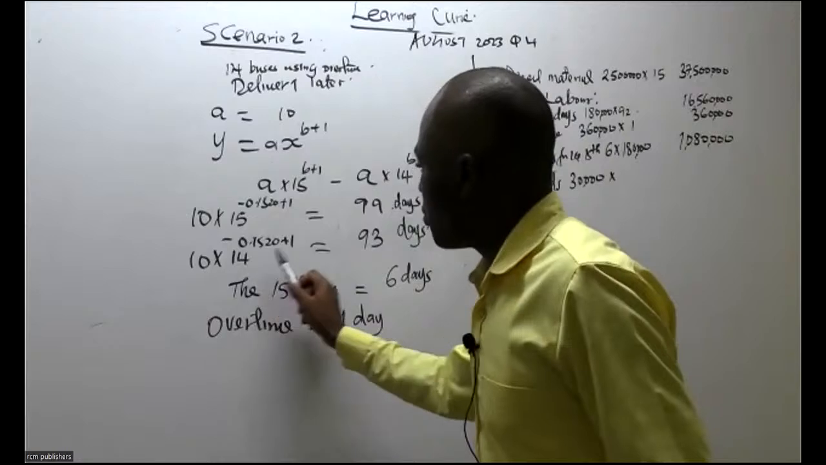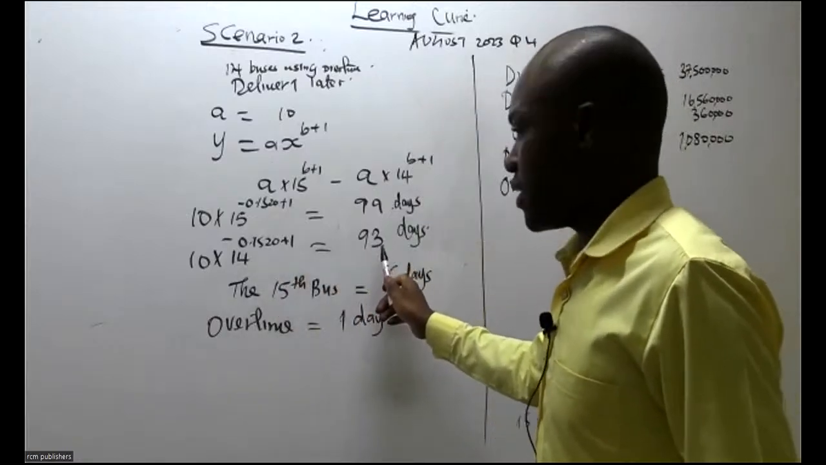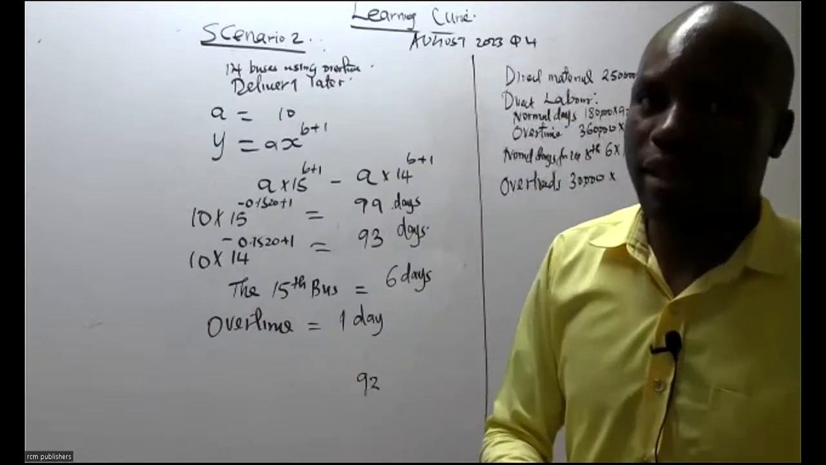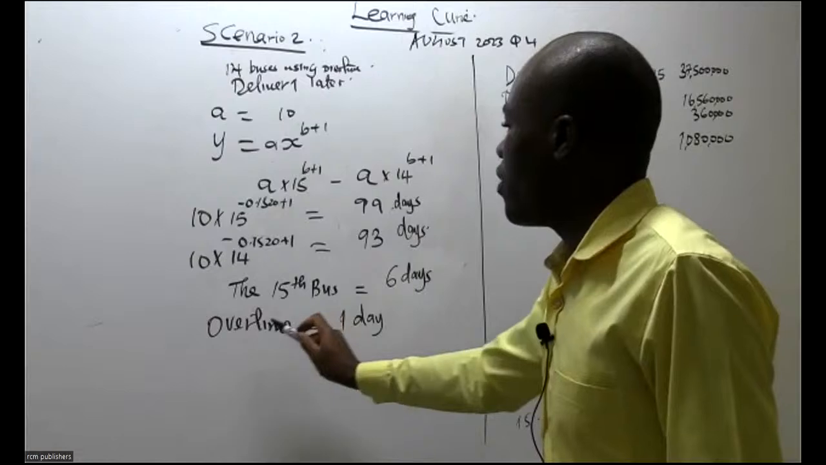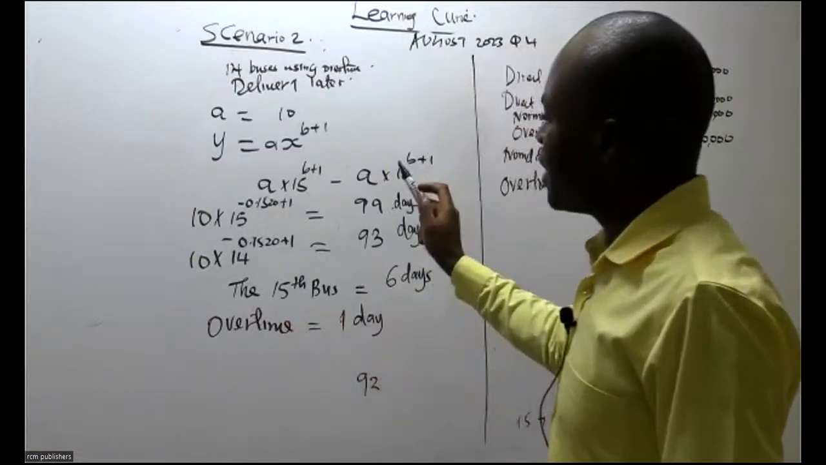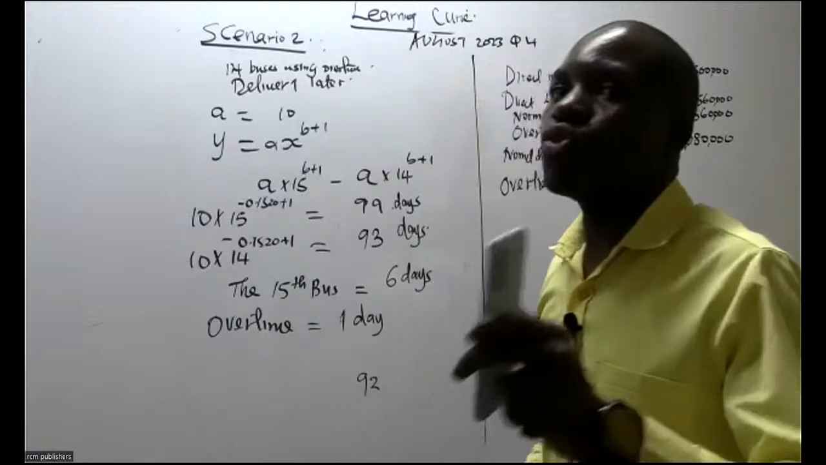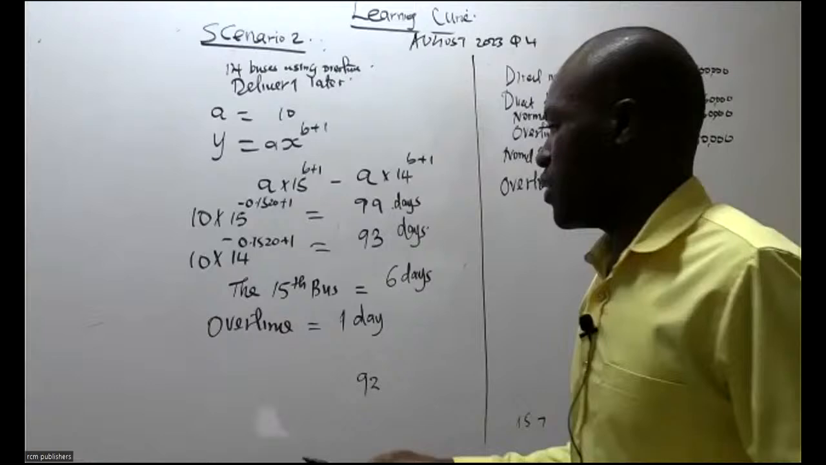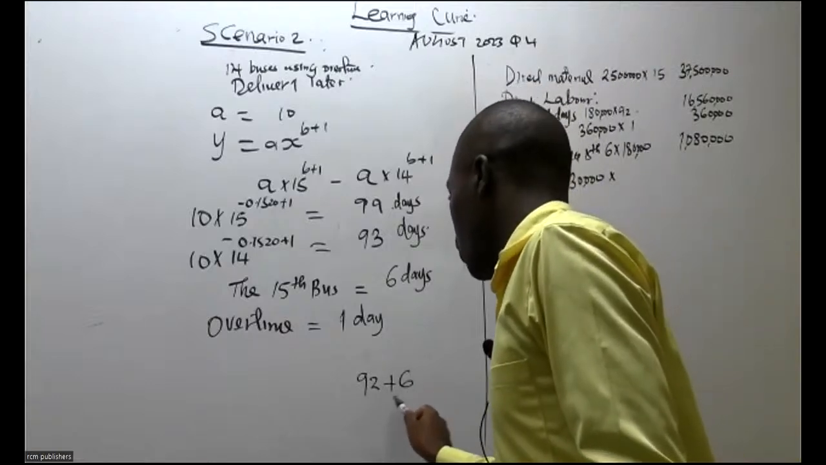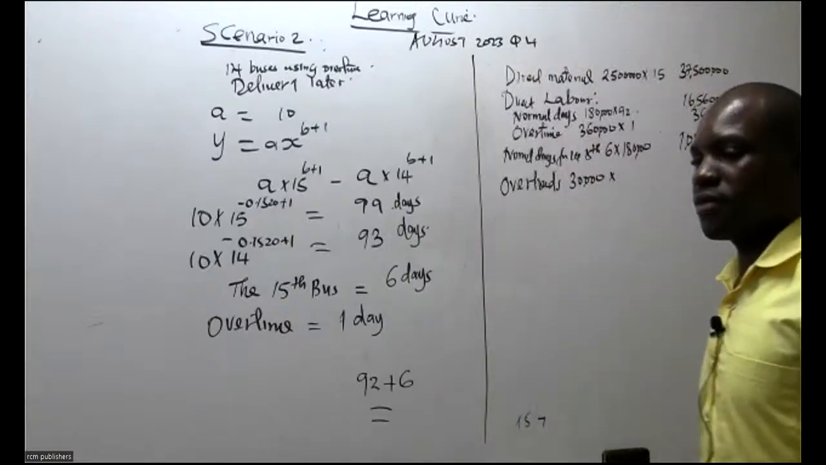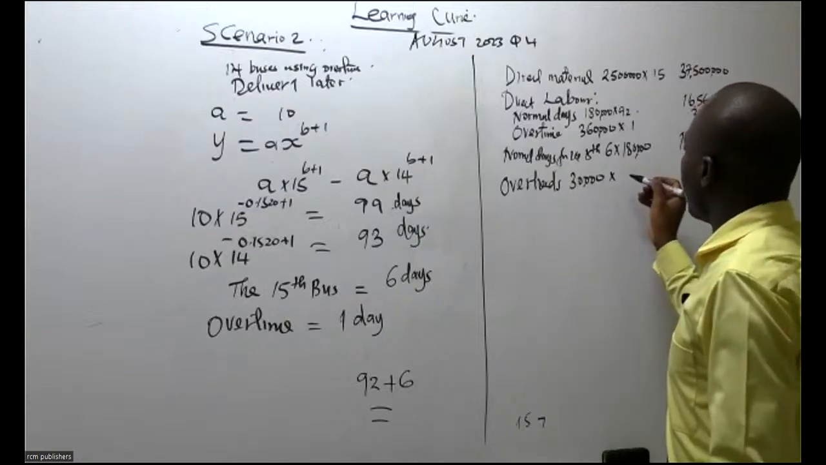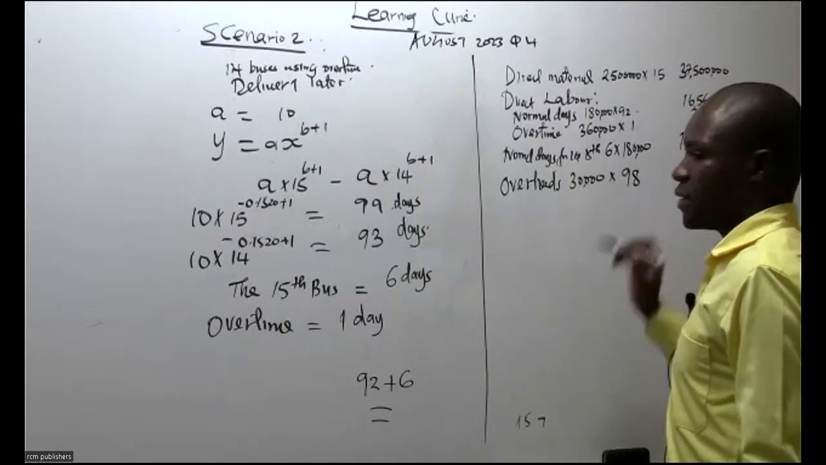The first 14 they produced within 93 days. Out of 93, 92 are normal working hours. One was the overtime. The last bus, the 15th bus, they took 6 days. And these 6 days were their normal working days. So how many days do we have in total? So the overtimes will be allocated to 98 days.